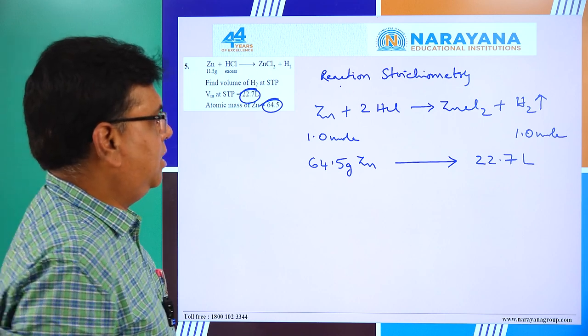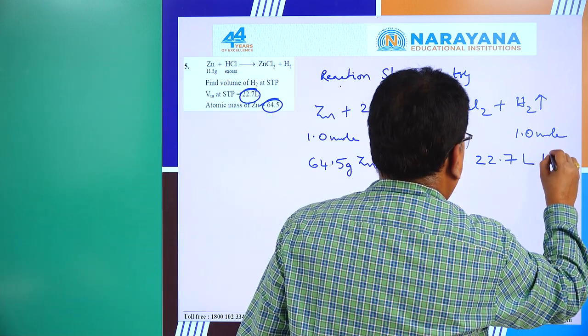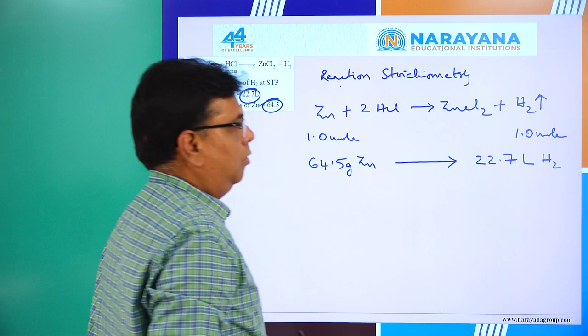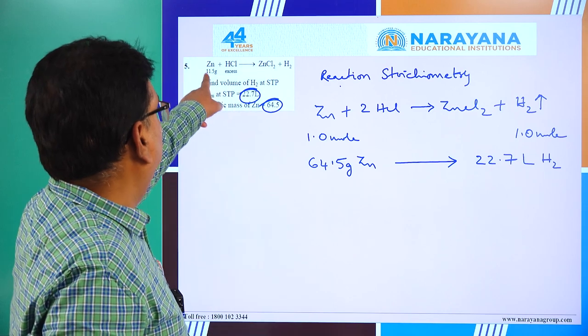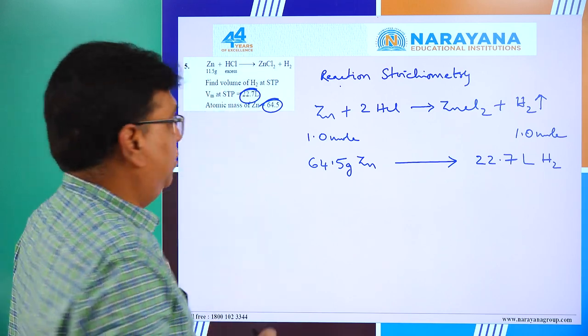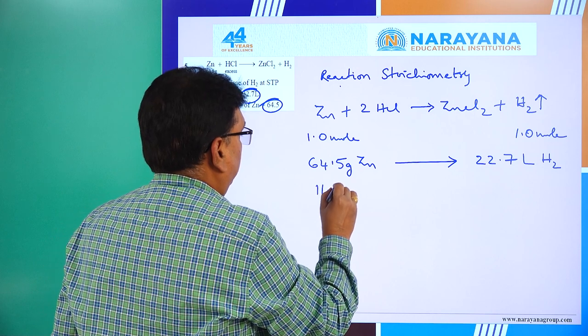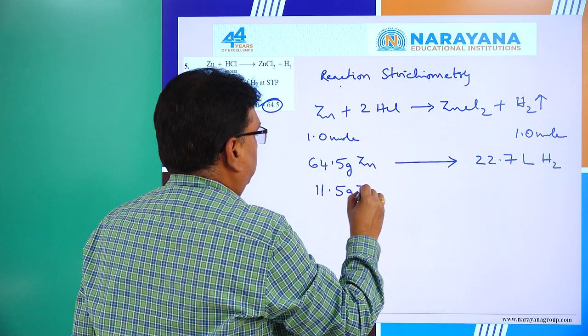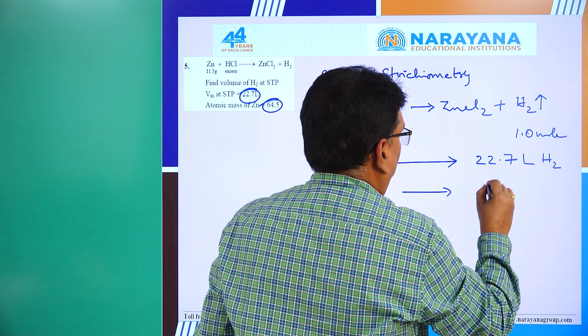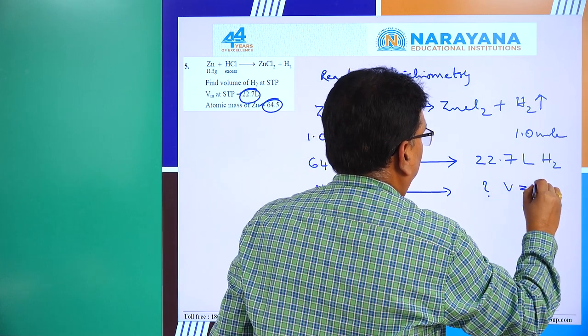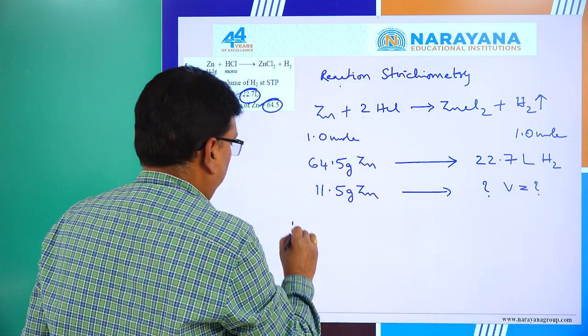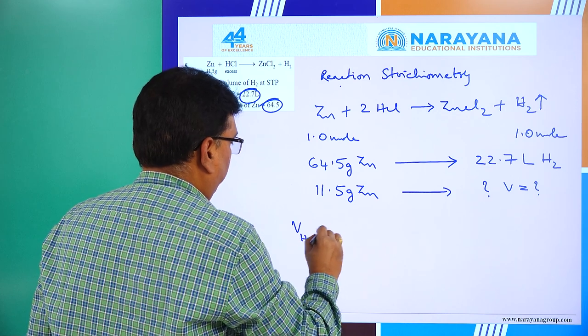grams of zinc in the reaction will give you 22.7 liters of hydrogen gas. Then the question asked is what? Zinc given is 11.5 grams. 11.5 grams of zinc will give you what volume of hydrogen?